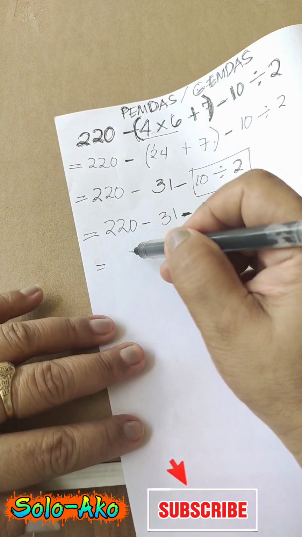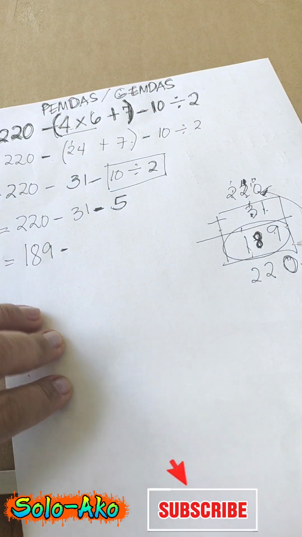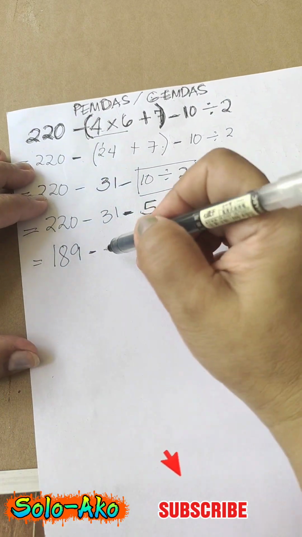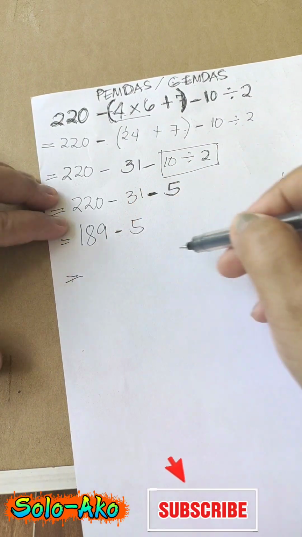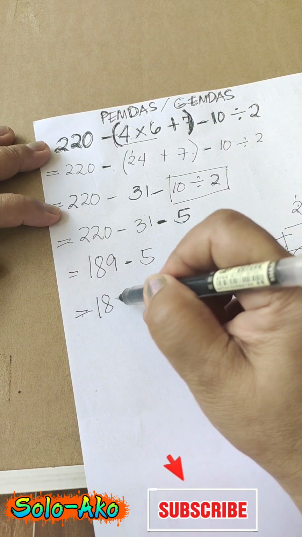We have here 189 minus 5. Okay? Minus 5. So 189 minus 5, you have here 184.